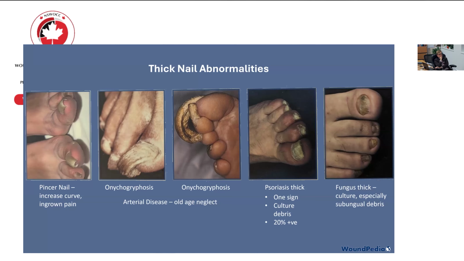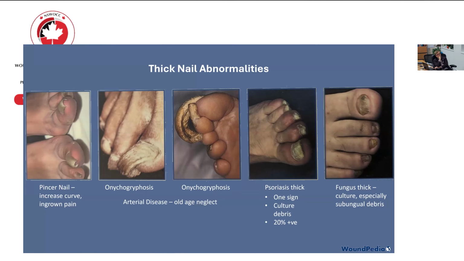These are thick nails. Pincer nail is when there's increased curvature and the nail plate grows in the middle. And when these get too high, they get very painful in the shoes. And the only way to get rid of the pain is to physically remove the nail. And then most foot specialists will use phenol to obliterate the matrix and prevent another nail from growing. If it does, it'll be even worse than the first.